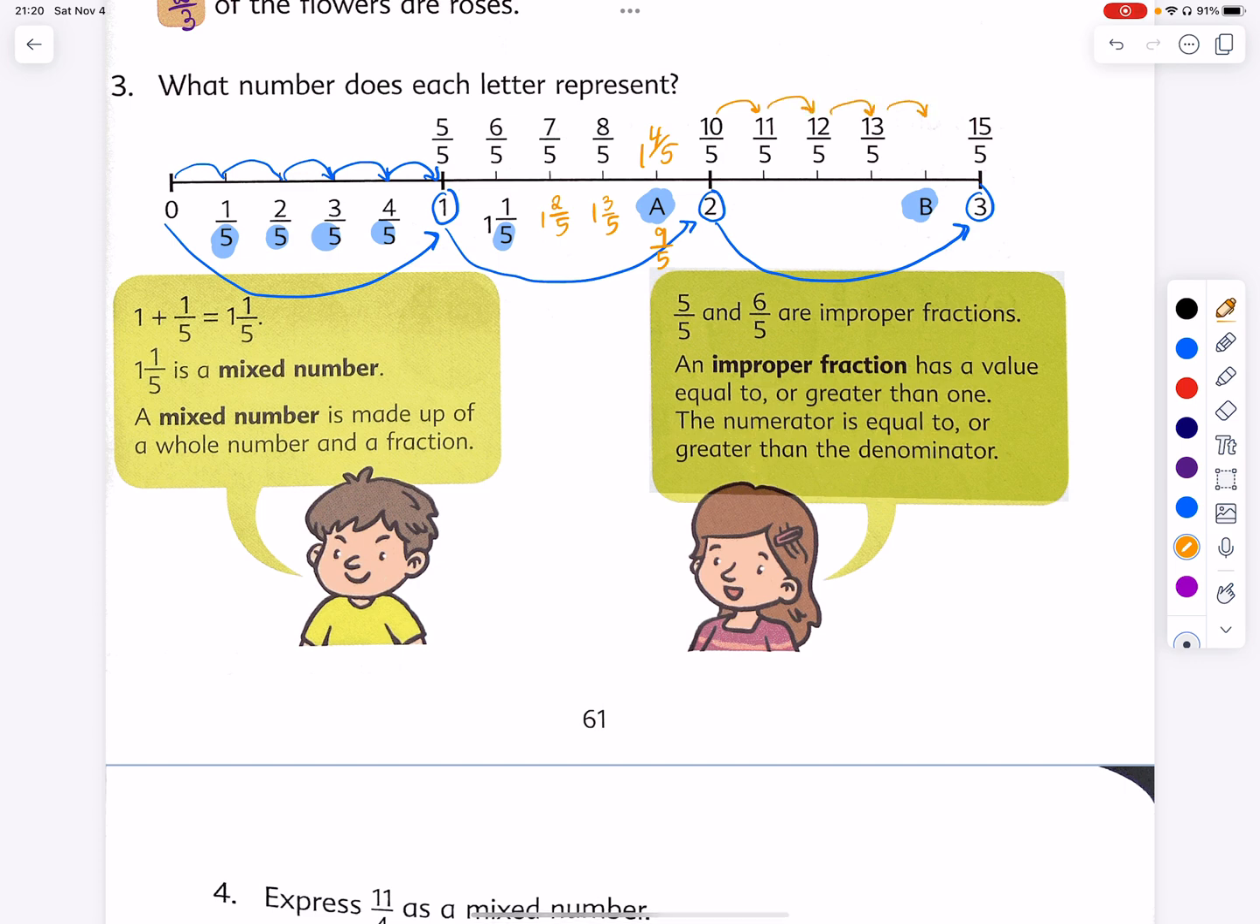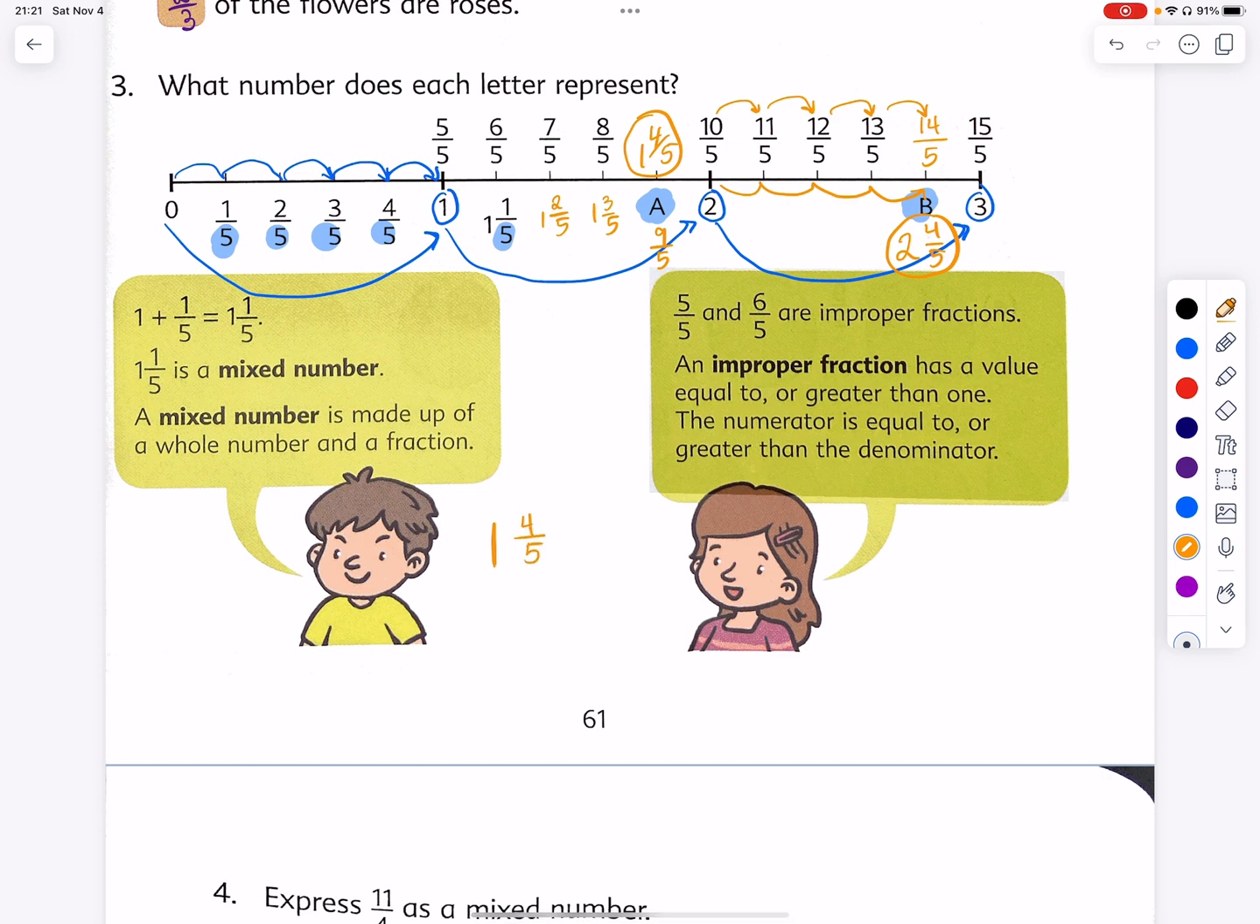Oh, what happens here? Must be 14 out of 5 equal parts, which is some number between 2 and 3. So it's 2 wholes and then 1, 2, 3, 4 fifths. 2 and 4 fifths, 1 and 4 fifths. Okay? These are called mixed numbers. Mixed numbers are made up of a whole and a small fraction, okay?